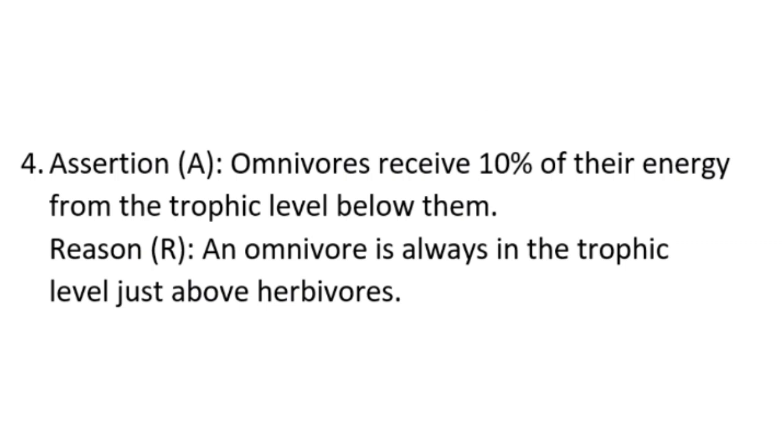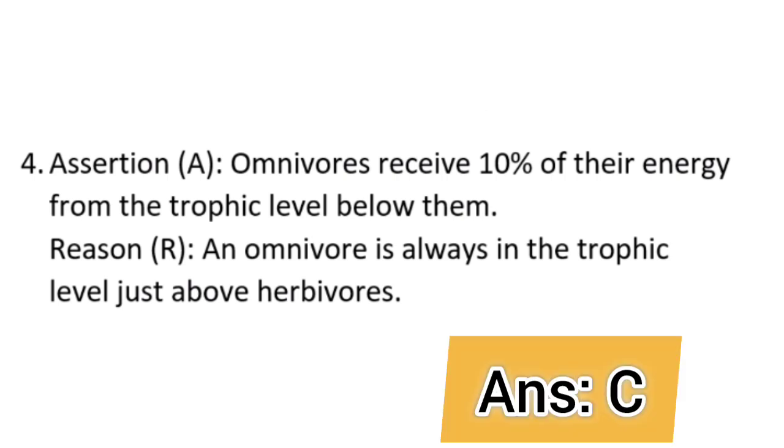When they are eating plant-based food or they are feeding on the producers, they become the primary consumer. That is in the level of herbivores. Whereas when they are eating the herbivores, then their trophic level will be the third trophic level, that is they occupy secondary consumer. So here also assertion can be said as true, but reason is false.